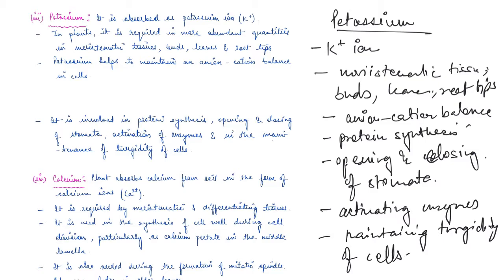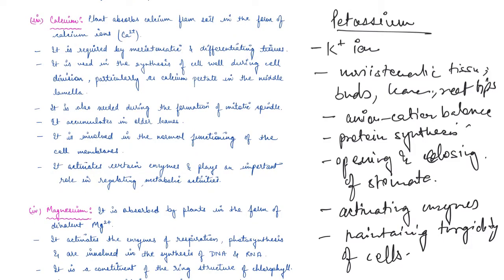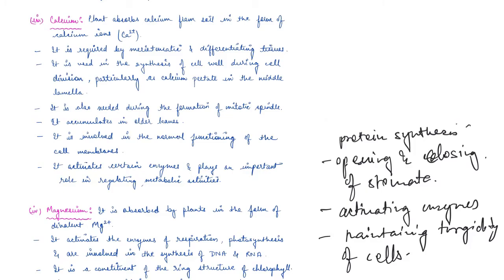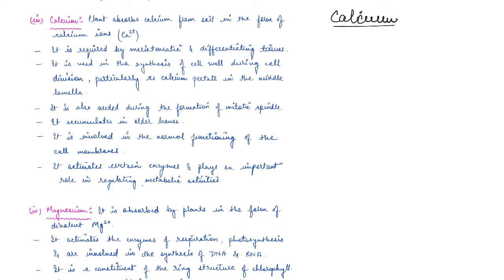Now the next element is calcium. Calcium is absorbed from the soil in the form of calcium ions. If you will notice, all these are absorbed in the form of ions. So with calcium, it is absorbed as the calcium ion. It is again required by meristematic tissue. All these essential elements, if you see, are required by meristematic tissue, right?